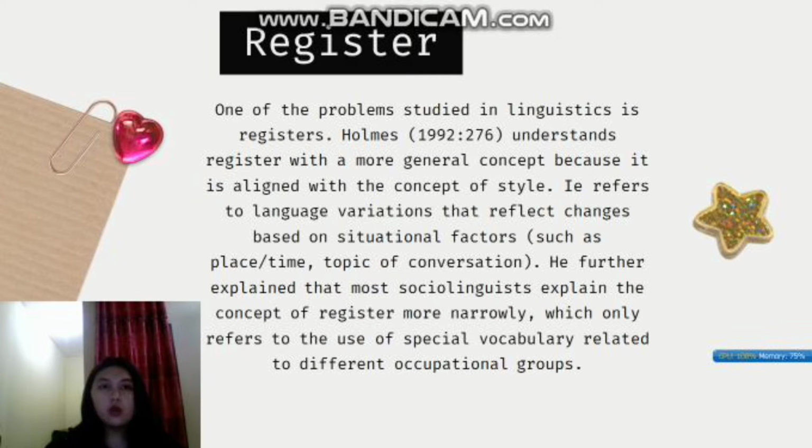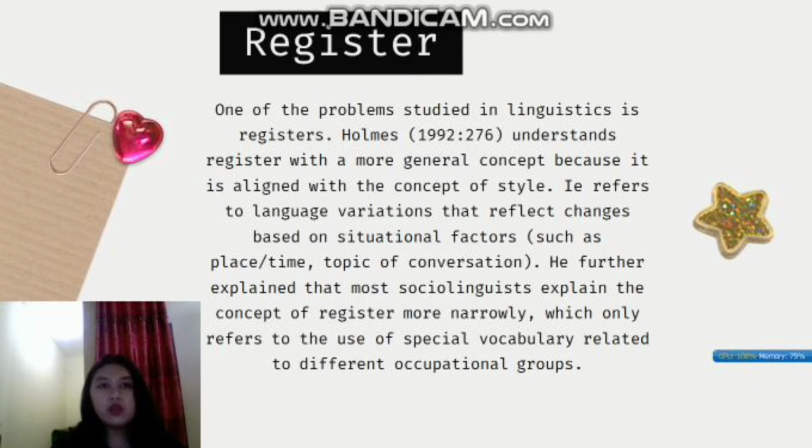Definition of register. One of the problems studied in linguistics is the register. According to Holmes, 1992, register is understood as a more general concept because it is aligned with the concept of style. It refers to language variation that reflects change based on situational factors such as place or time, or topic of conversation. He further explained that most sociolinguists explain the concept of register more narrowly, referring only to the use of special vocabulary related to different occupational words.